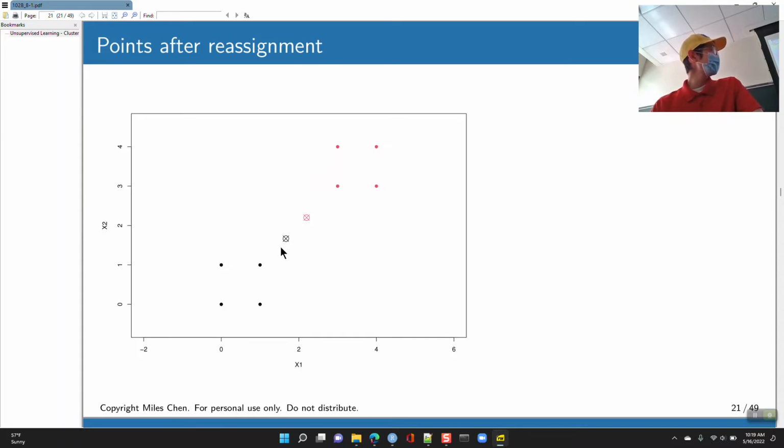We say, all right, assign every point to the centroid that is closer. So these 4 points get assigned to the black centroid. These 4 points get assigned to the red centroid. Once we do that, we recalculate the centroids.